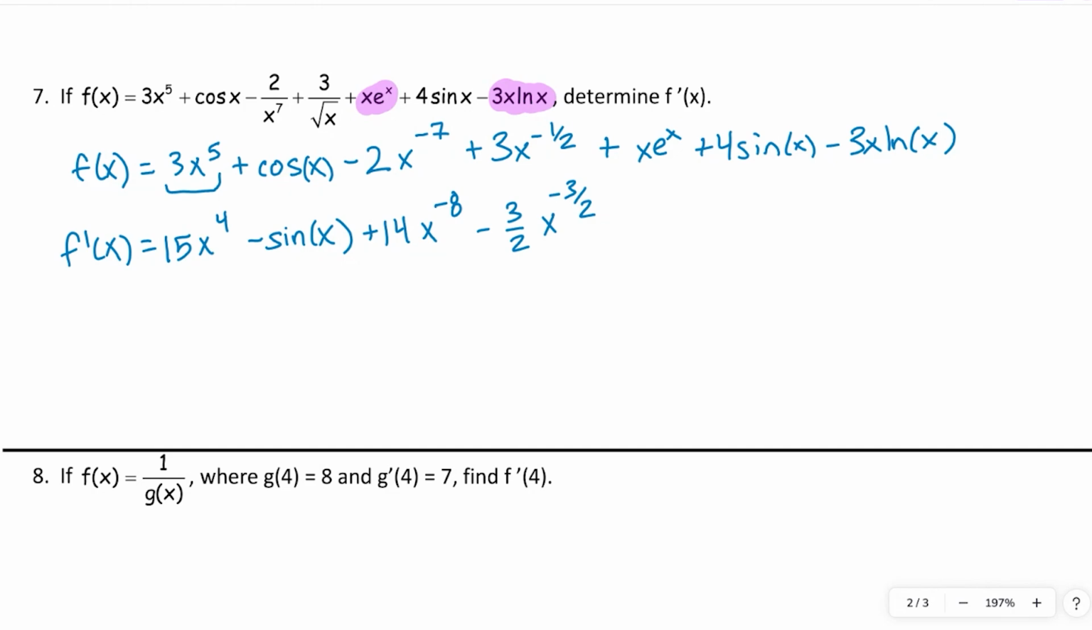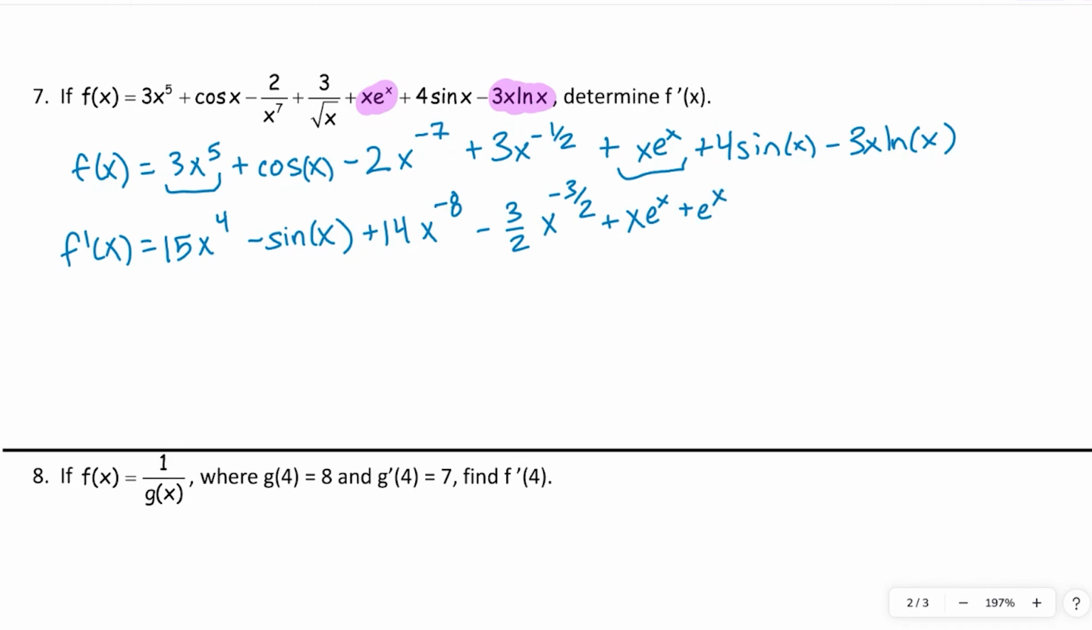And then, okay, so now we're on this one, right? This x e to the x, in which case we've got to use the product rule. So we've got f g prime plus f prime g. So f g prime is going to be x times the derivative of e to the x, which is just e to the x. And then we have plus f prime g. So the derivative of x is just 1, and then times e to the x.